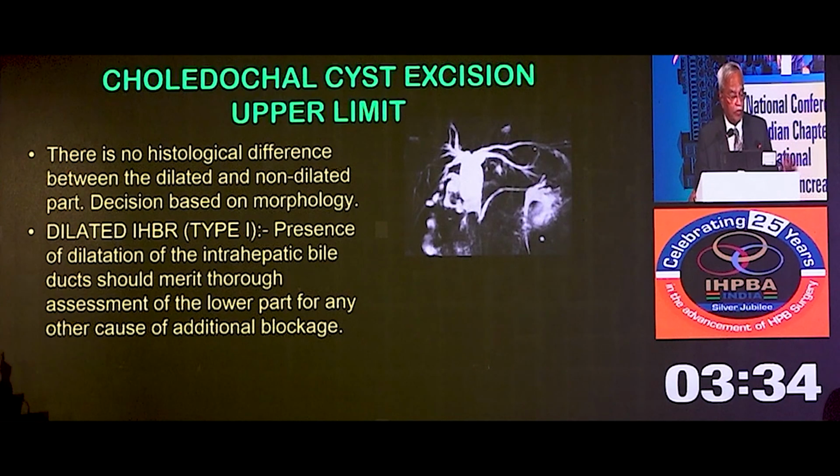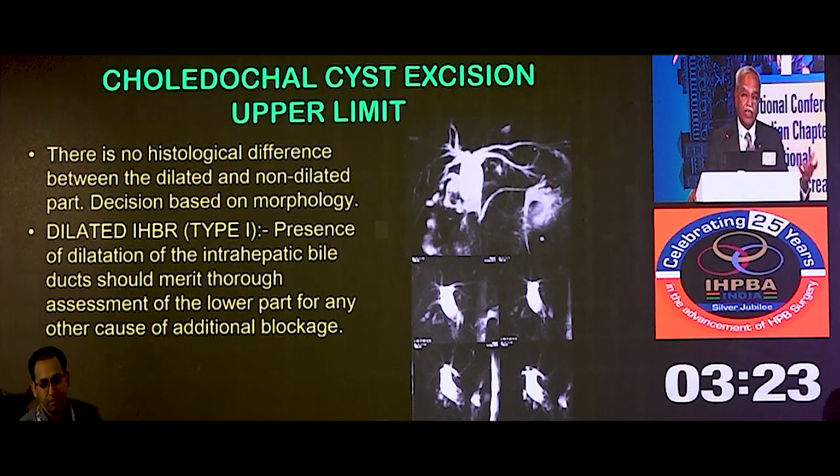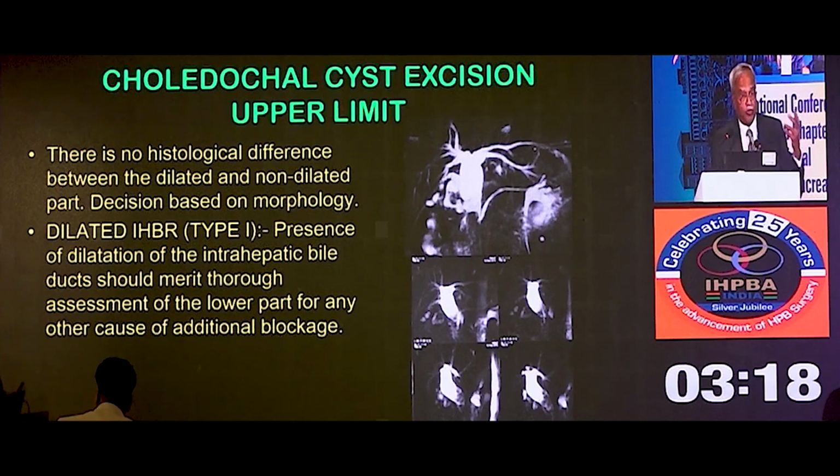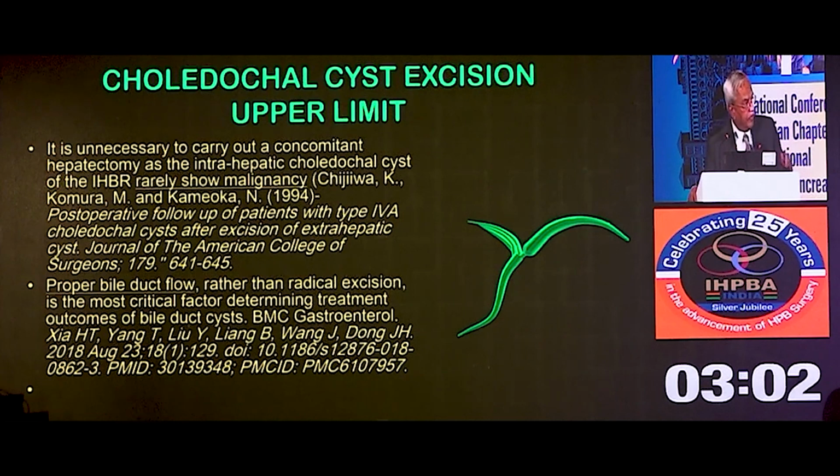Presence of dilatation should merit thorough investigation, because we've been caught out. Some of our patients didn't have an operation, came back later. We found stones, and we also found cholangiocarcinomas. They initially didn't have an intrahepatic dilatation. Now they had an intrahepatic dilatation. So I don't know whether that was an acquired issue. But we've had people saying that it's unnecessary to carry out a concomitant hepatectomy, as intrahepatic choledochal cysts rarely show any malignancy. And they say that if you define proper bile flow rather than a radical excision, it's the most crucial factor determining treatment outcome.